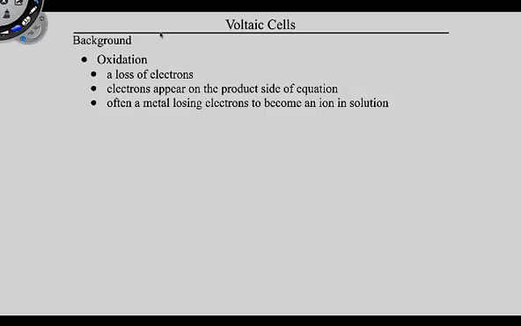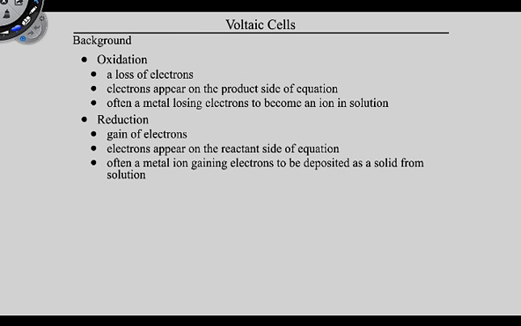Oxidation is losing electrons, but in the context of batteries, keep in mind that what you're going to see is metals, literally solid pieces of metal, losing electrons into solution as the metal goes into solution as an ion. Then the other side of this is reduction, which is a gaining of electrons. Here electrons appear on the reactant side of the equation. And when we talk about batteries, you're going to see metal ions gaining electrons and being deposited as an elemental solid on a piece of metal that already exists. So what does this look like?